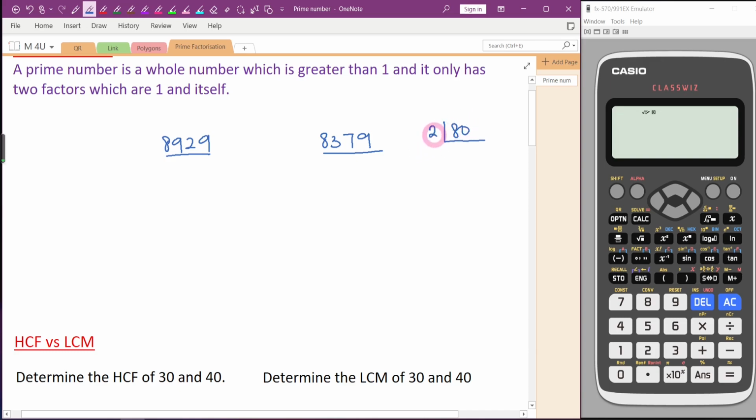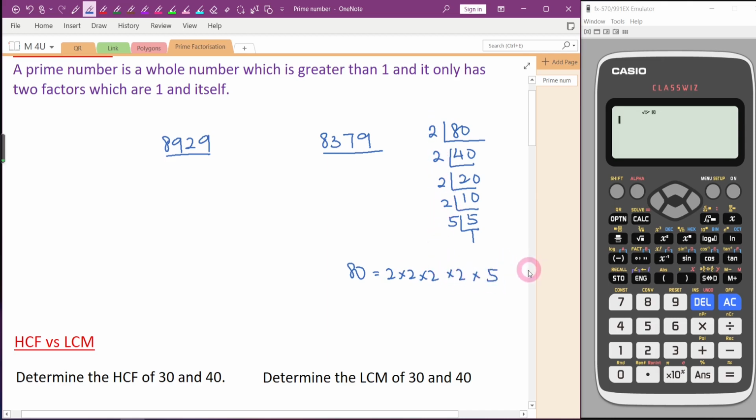So 80 divided by 2, you will get 40. 40 divided by 2, you will get 20. Every time you need to use a prime number because now we are doing prime factorization. Now 5 cannot be divided by 2, right? So we need to use another prime number, which is 5. Okay, so 80 is equal to 2 times 2 times 2. How many 2s? 1, 2, 3, 4. 4 times.